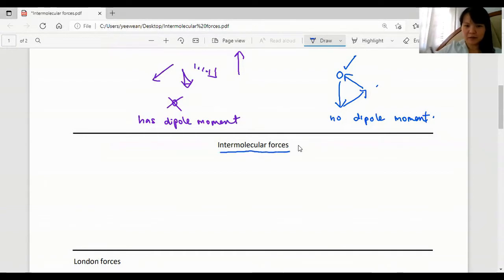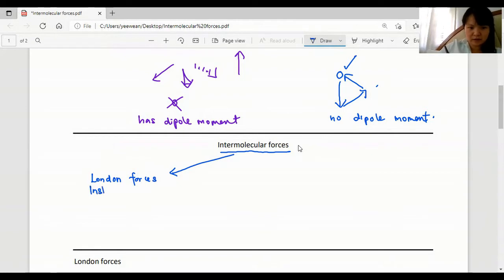intermolecular forces. We will cover 3 intermolecular forces. The first one would be London force, which is the weakest one. London forces is also known as instantaneous dipoles. It's also known as induced dipoles or temporary dipole.